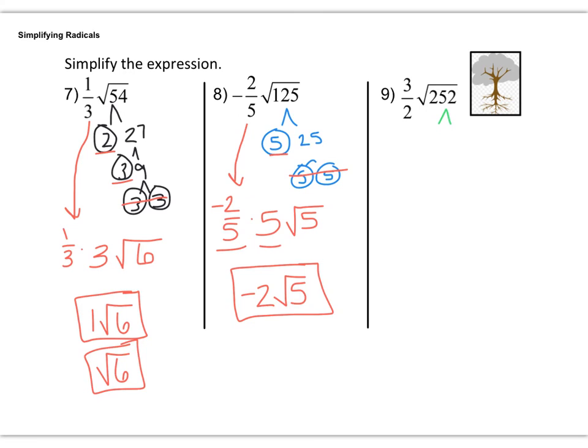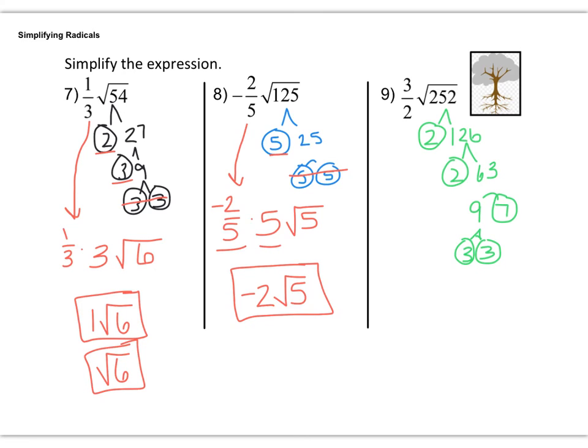So 252. Let's see. My mental math is a little shaky this morning. So 252 divided by 2 is 126. And then that divided by 2 would be 63. 63 I know is 9 times 7. 7 is prime. And then 9 is 3 and 3.